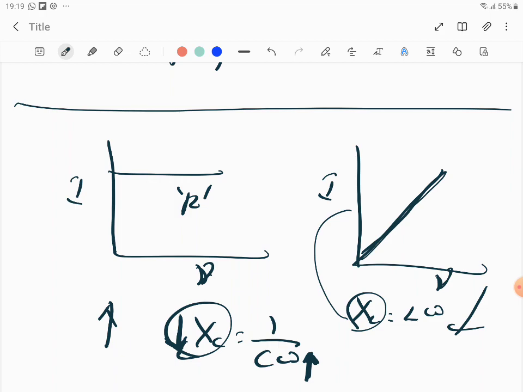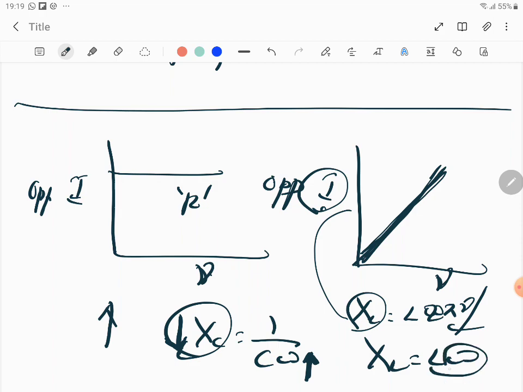Purely inductor, because the opposition to the current is directly proportional to frequency. XL is equal to L omega, omega is equal to 2 pi f, so f and XL are directly proportional. But what is this? It's not current. Just read the question properly: opposition to current means it is the reactance. The reactance increases linearly for XL is equal to L omega. As frequency increases, XL also increases linearly. Opposition to current means reactance, not current. So make sure you're writing the right answers.